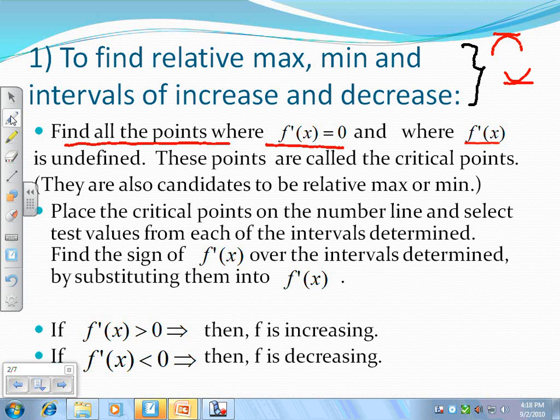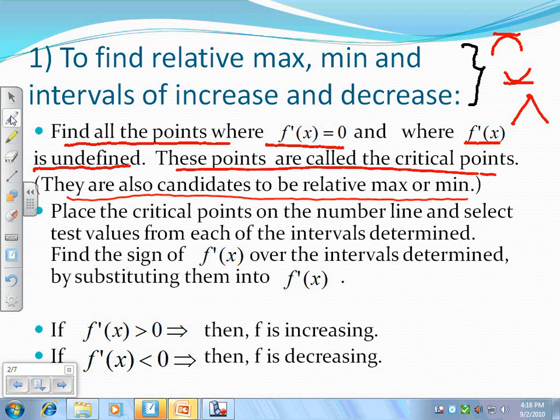Also, we need to find where f prime is undefined. Those are the points where you could have sharp corners. These points are called critical points. They're also candidates to be relative max or min. Then we will place the critical points on the number line, and we will select test values from each of the intervals determined. And we'll determine the sign of f prime.